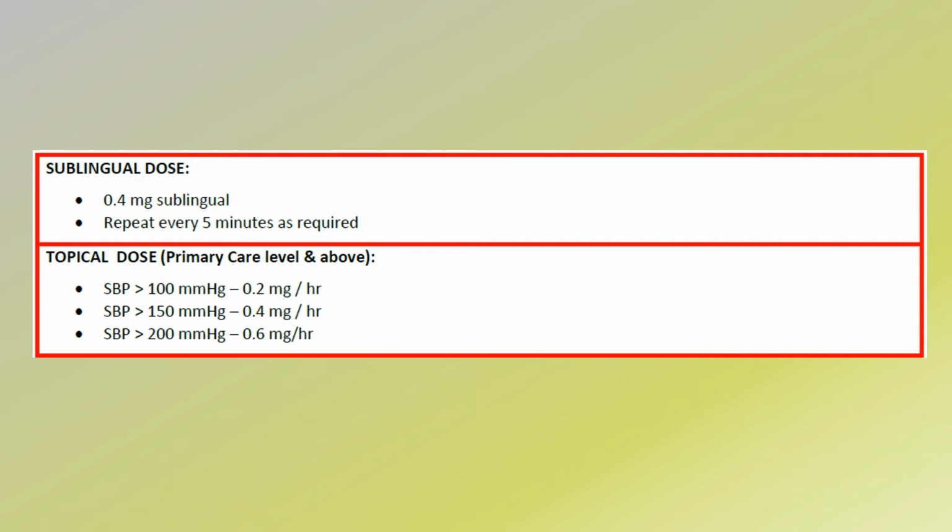Topical dosing goes by systolic blood pressures, so 100 to 150 is 0.2 milligrams a patch, 150 to 200, they get 2 patches equaling 0.4 milligrams, and if their pressures are greater than 200 millimeters mercury, they get 0.6 milligrams per hour. So just keep in mind that nitro affects everyone a little bit differently, at least in terms of the nitro patch. The absorption pattern from one person to the next is going to be a little bit different. However you give it, just keep in mind that it's a really slow release type administration.